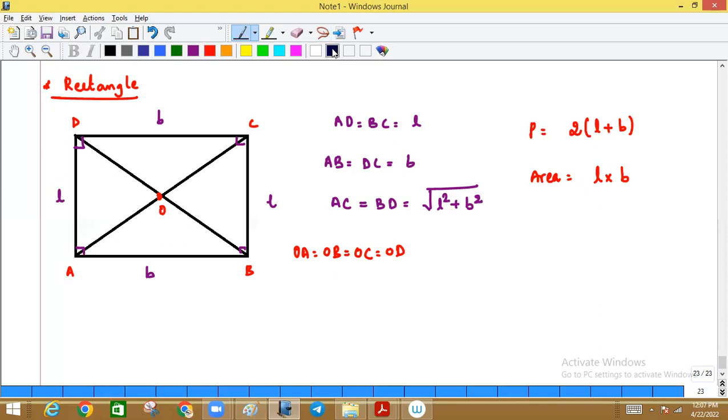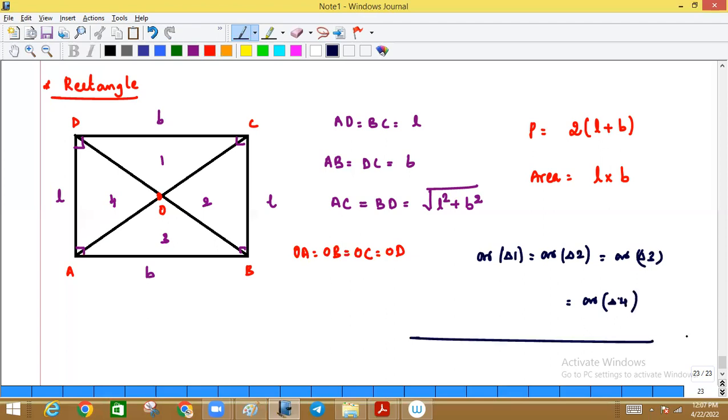Then after. How many triangles are there in this? Therefore, area of triangle 1, area of triangle 2, area of triangle 3, area of triangle 4 are equal. That's all about a rectangle that you have to know. Base, height. 2 into (L plus B) is the perimeter. Under root of L square plus B square is the diagonal. L into B is the area, right? All 4 triangles formed are equal. So a diagonal divides the rectangle into 2 equal parts, and 2 diagonals divide the entire rectangle into 4 equal parts. Right.